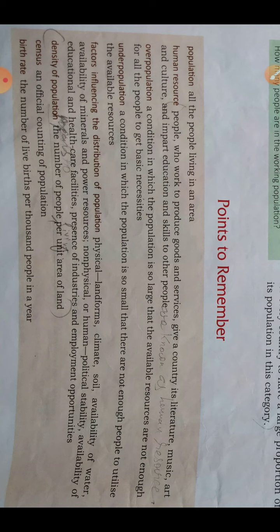Birth rate, the number of live births per thousand people in a year. We have also studied death rate. The number of deaths per thousand people in a year is called death rate. Natural increase, the difference between the birth rate and the death rate, is called natural increase. Immigrant, pay attention, an inward migrant, is a person moving into a country. Emigrant, an outward migrant, is a person leaving the country, going out of the country. Sex ratio, the number of females per thousand males, is called sex ratio.